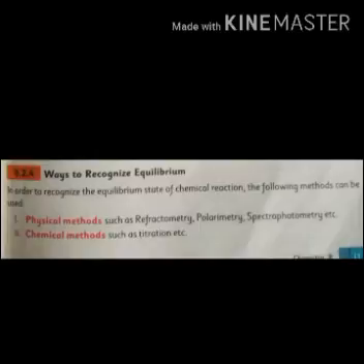The second physical method is polarimetry, a method in which the polarization of light is identified or determined. The third physical method is spectrophotometry, a method used for measuring the relative intensities of light in different parts of the spectrum. So physical methods involve refractometry, polarimetry and spectrophotometry, etc. Second, chemical methods involve titration, etc. Titration means a process or method of determining the concentration of dissolved substances.